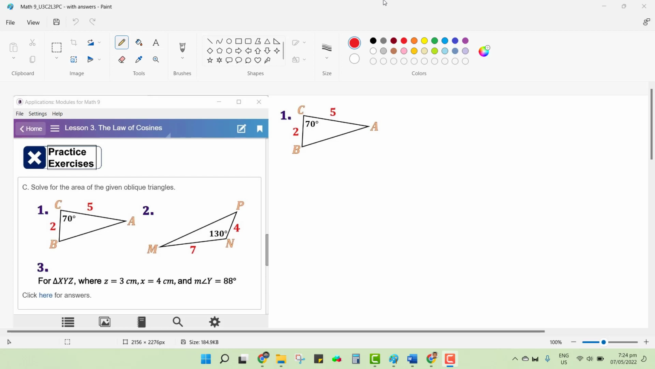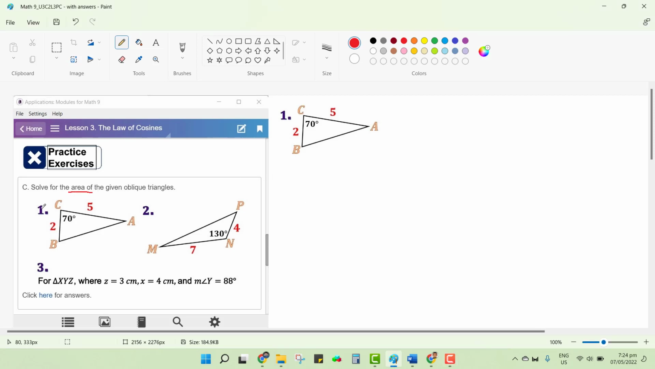Hello everyone! This practice exercise is now concerned with the same oblique triangles given in practice exercise A of the same lesson, lesson number 3, the law of cosines. But instead of solving for the measurements of the remaining parts of the given oblique triangles, we are now to proceed in solving the area of the following oblique triangles.